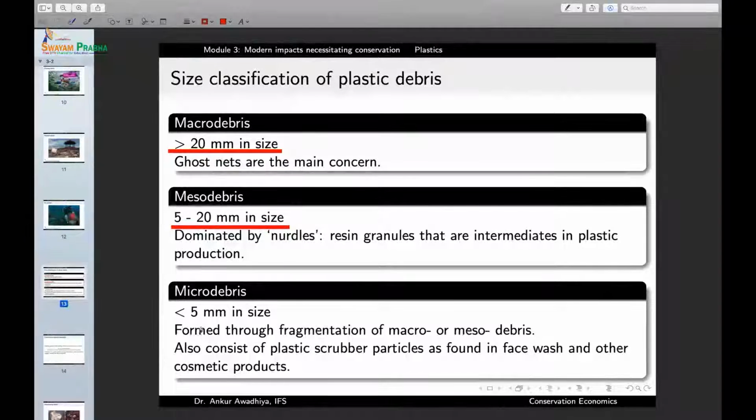The third category is the micro debris. Micro means small. So these are debris of small size, less than 5 millimeter in size, and they are often formed through fragmentation of macro or meso debris. And they also consist of plastic scrubber particles, as are found in face wash and other cosmetic products.